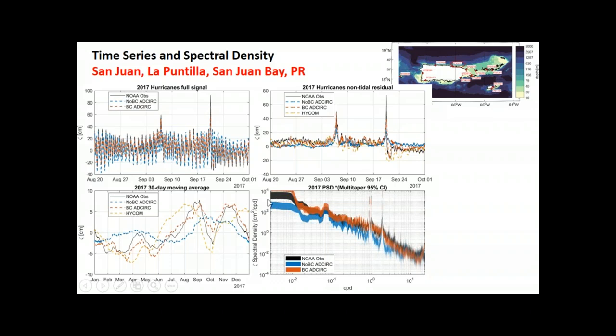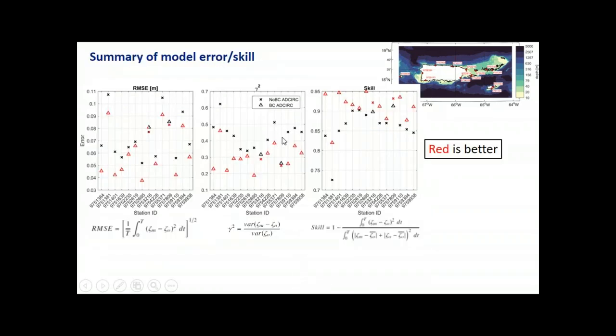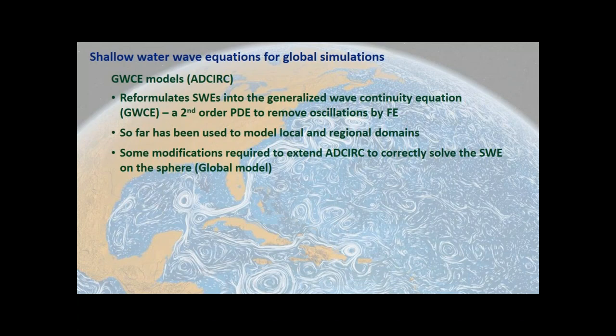And again, the same is true for the spectral density function across the whole frequency range for 2017. I think there's a little bit of a mismatch here. We really should probably be doing a two-year run in order to capture that annual signal there. So all the error skill parameters vastly improve in terms of root mean squared, gamma squared, and the skill coefficient. Almost exclusively, except at one or two stations, and this is across a whole range of stations, the skill parameters improve dramatically.